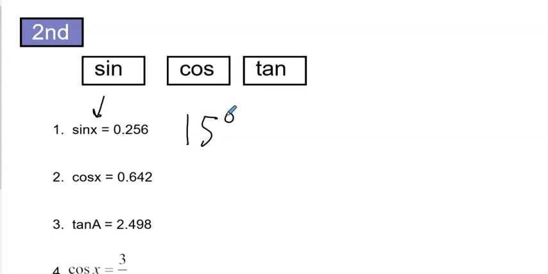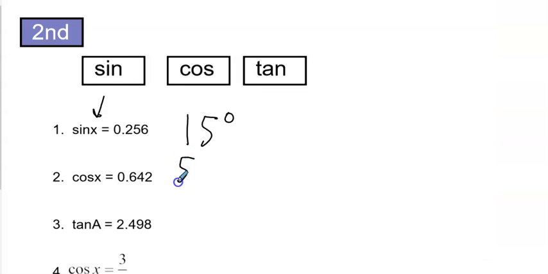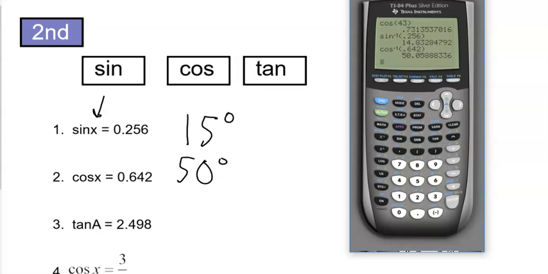Okay? Next one. We don't have the angle, so we hit second cosine. And we put 0.642. And that's about 50 degrees. Don't forget the degree symbol. Tangent of A. Now, there's a capital A there because we'll learn how it goes later, but that is angle A in the triangle. So we do second tan because we do not have the angle, and we type in 2.498. About 68 degrees.